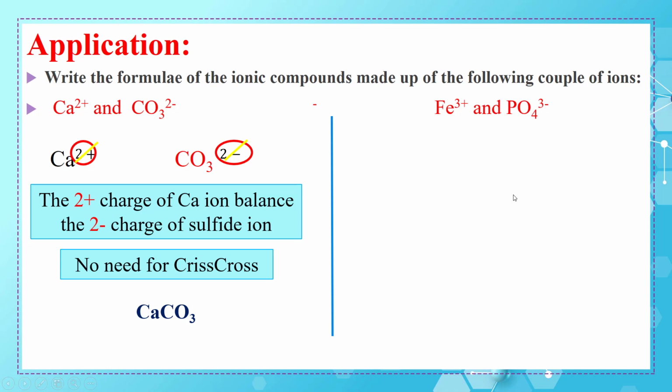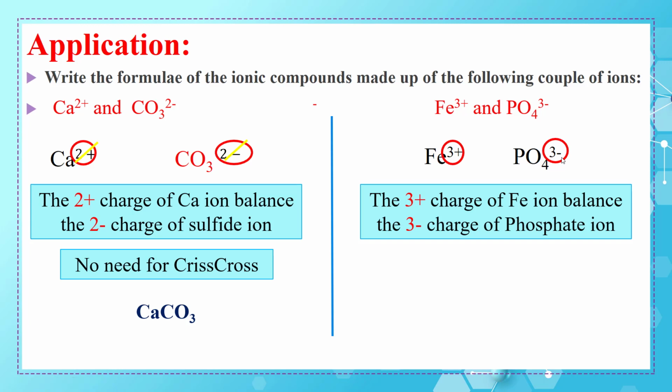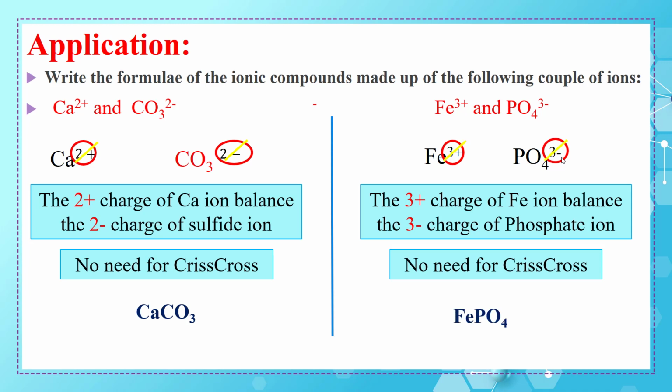Other example, we have the iron ion Fe3 plus with the PO4 3 minus. Here also, if you notice, the charge of the cation is 3 plus, which balances the number of charge of the PO4 3 minus, which is a phosphate ion. So there is no need for a criss-cross. The ionic compound becomes FePO4. So keep in mind always that when the number of charge of the cation equals the number of charge of the anion, the two opposite charges balance each other, so no need for the criss-cross.